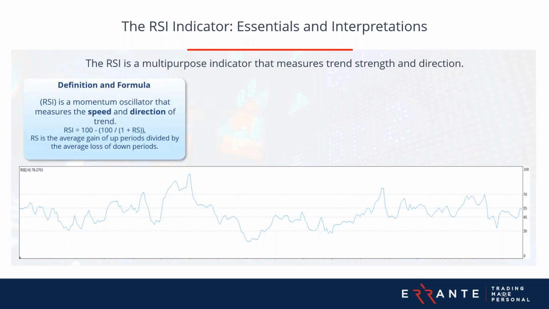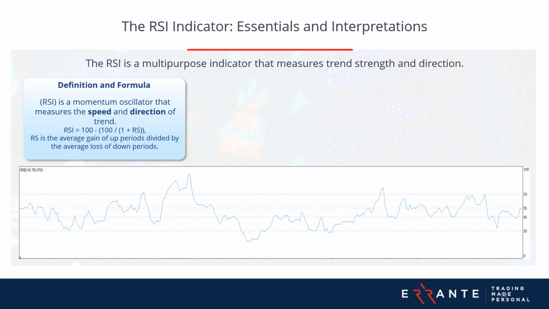Let's begin with the basics. The RSI is a momentum oscillator, and what does that mean? It's a tool that measures the speed and direction of a price movement, akin to how a speedometer measures the speed of a car. The faster the car, or in our case, the stronger the price movement, the higher the reading on the RSI. Now, onto the formula.